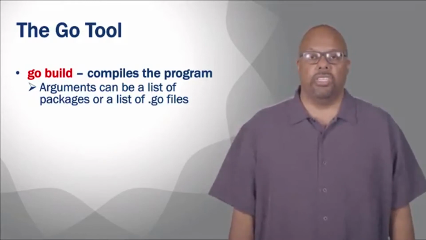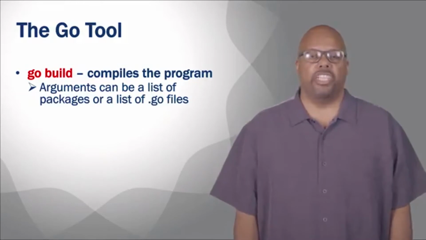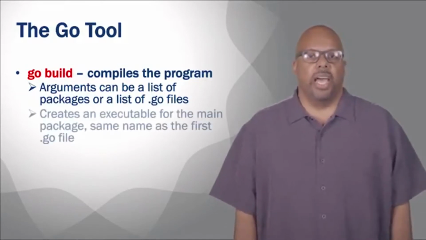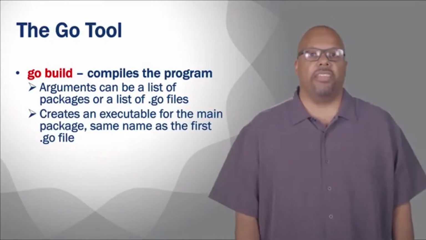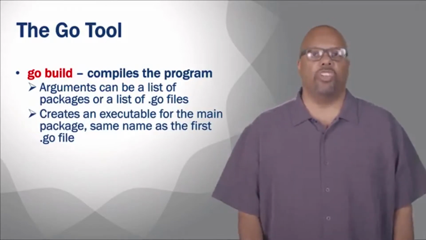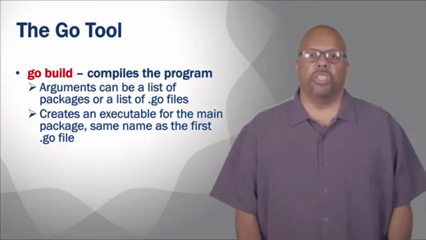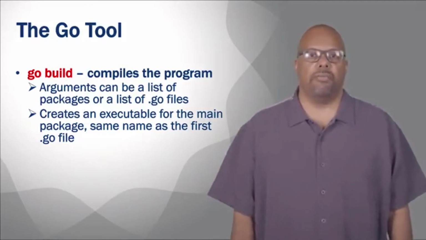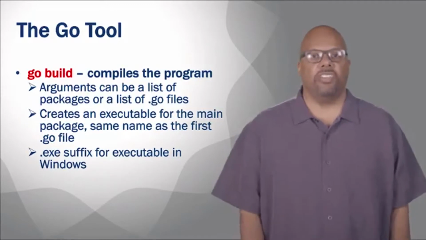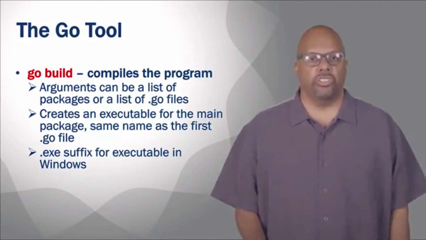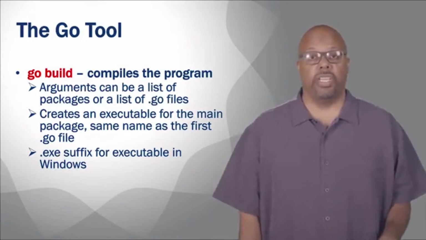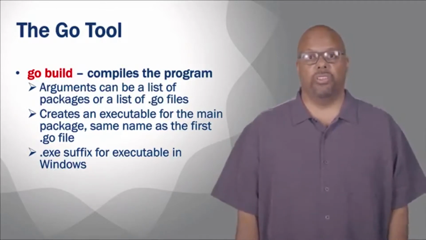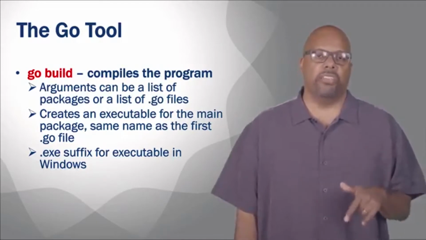I just said go build, and I was already in the directory where I had my main package, and so it just compiled that. So it creates an executable for the main package, and the executable has the same name as the first .go file. So if you're just using one .go file, you're just going to get that as the name. The .exe suffix is what you're going to see for executables in Windows in general, right? So you'll expect to see a .exe in the executable, and that should be in the directory where you did the build. If you give it no other arguments, it'll just place it in the same directory.